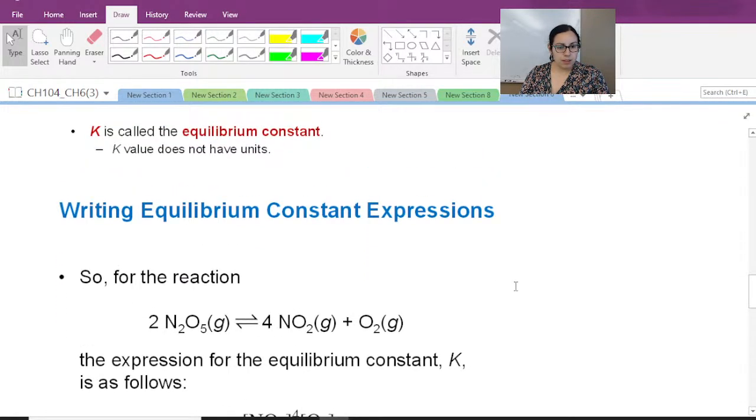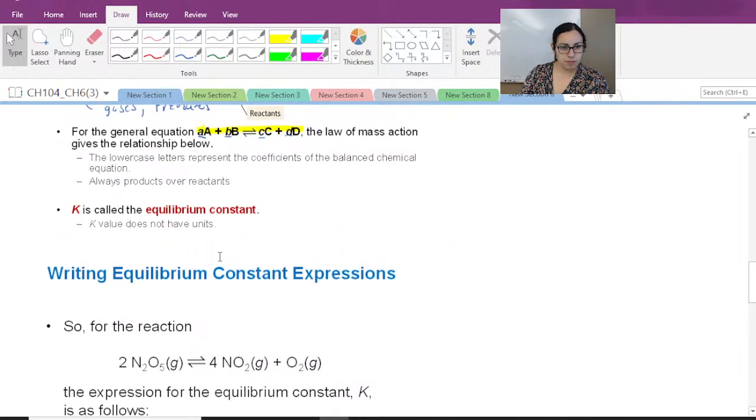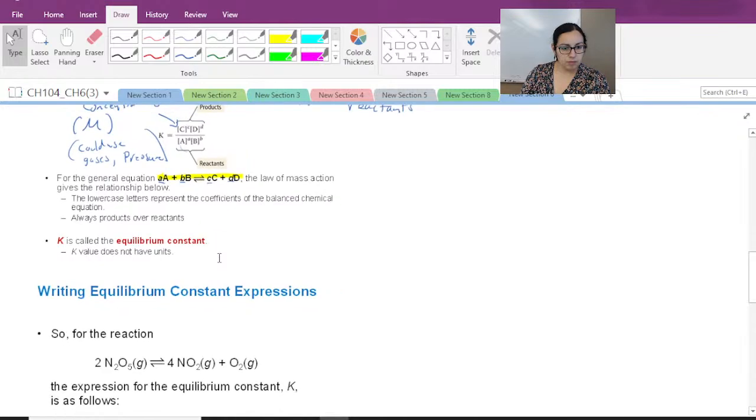All right, so now take a look at this reaction. See if you can write the equilibrium expression. Try to show the notes. Can you see the problem?